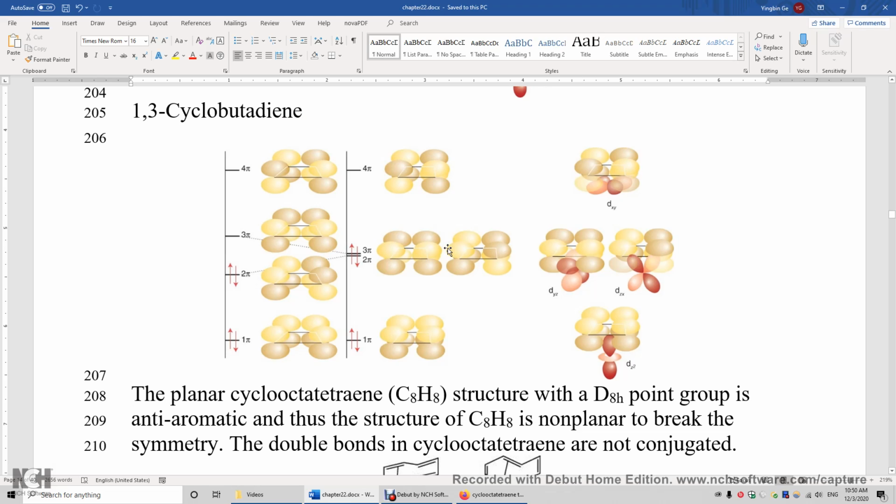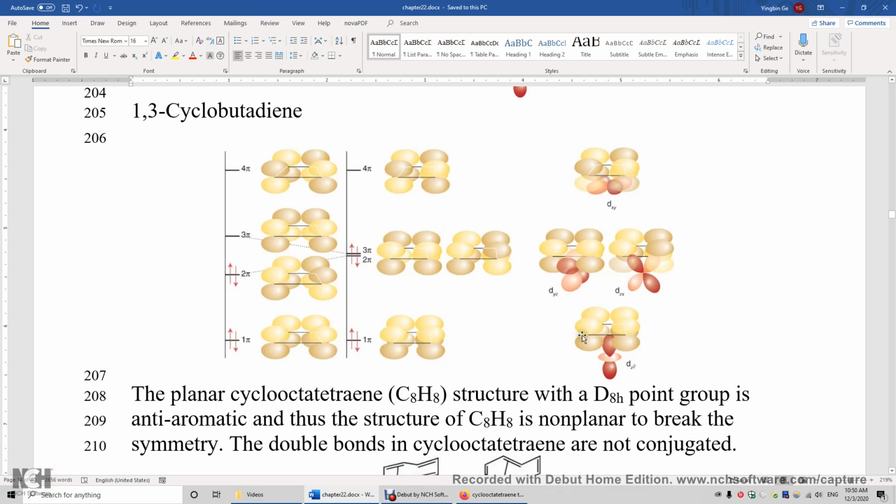And then you have 6 electrons. That's 4n plus 2. It can also be 4n minus 2. So if this cyclobutadiene loses 2 electrons to the transition metal, and then there are only 2 p electrons left. And in this case, this 1,3 cyclobutadiene with 2 plus charges can be aromatic as well.